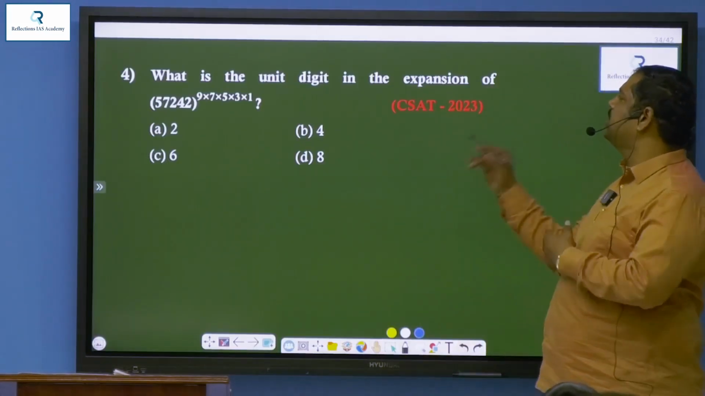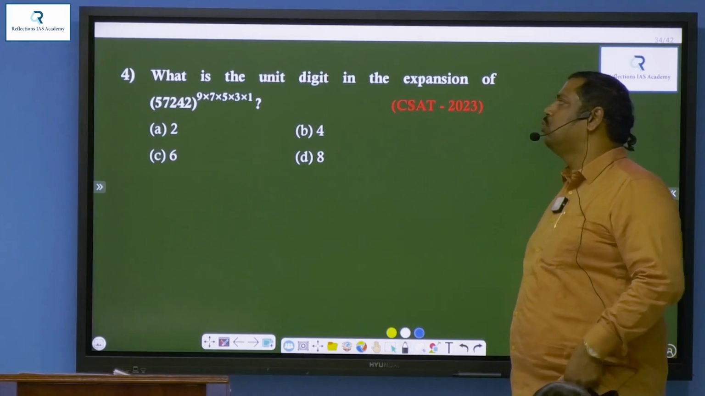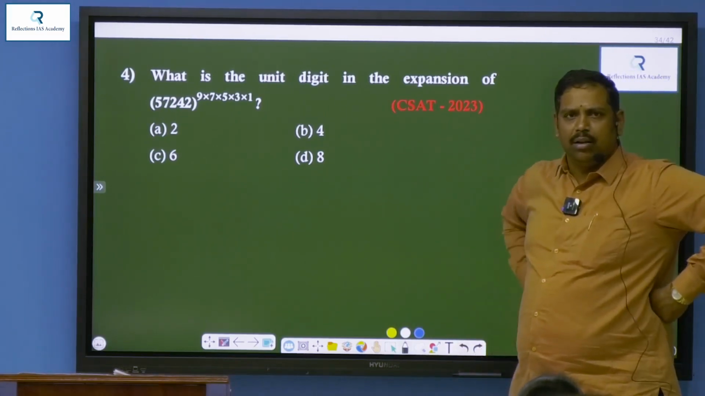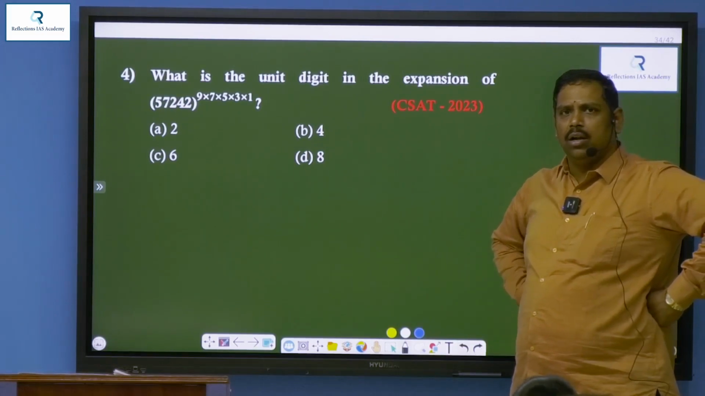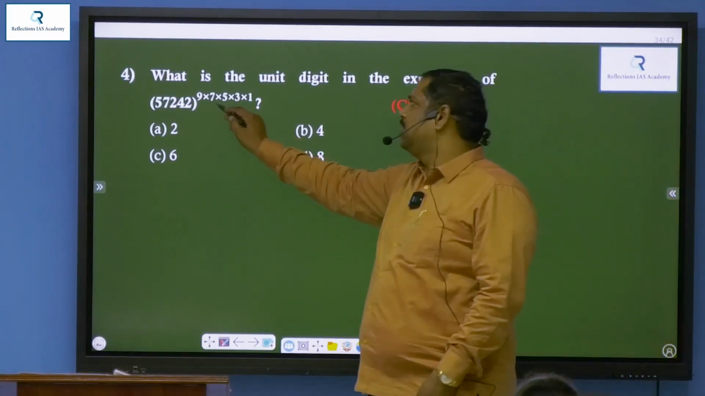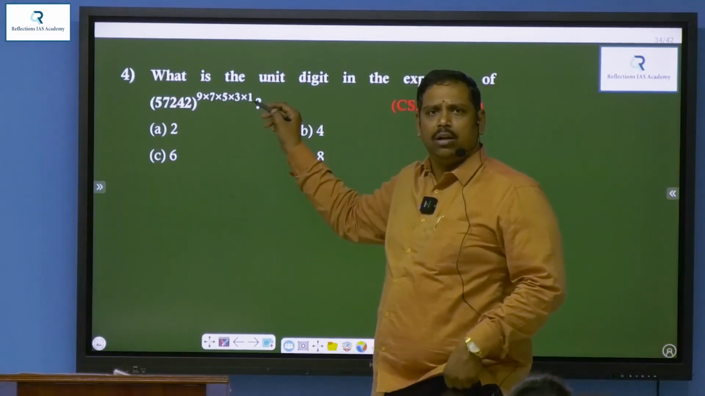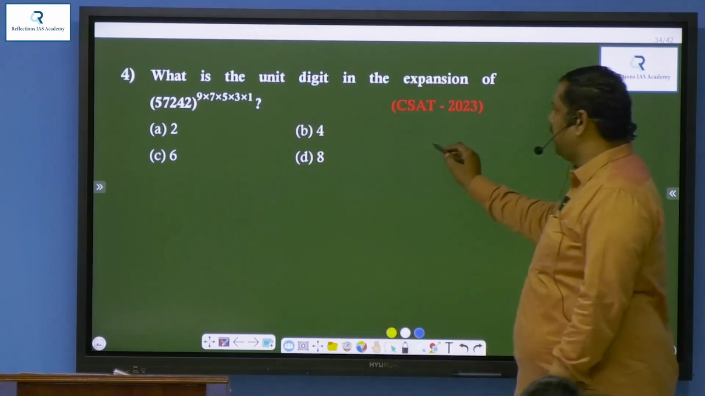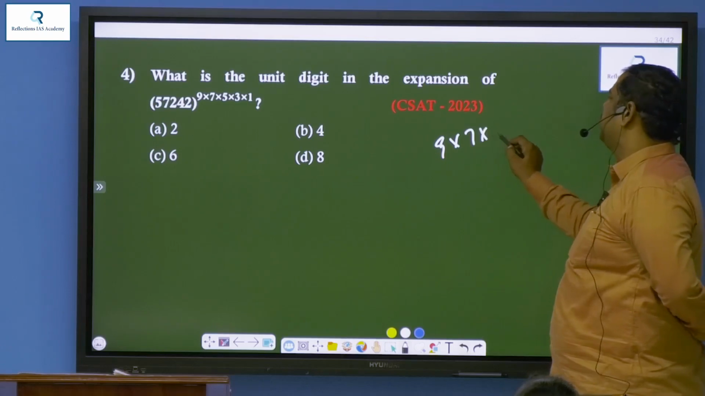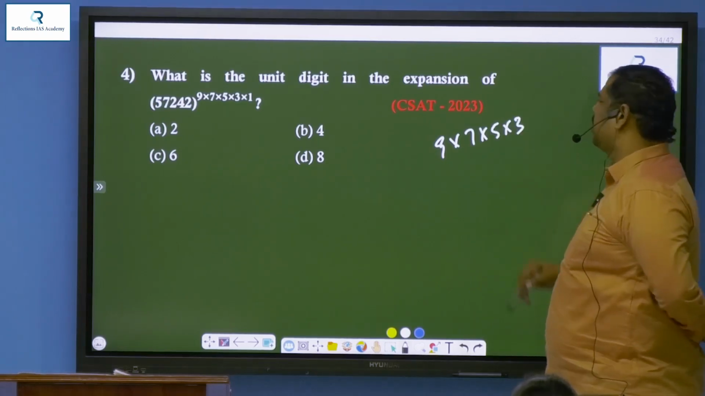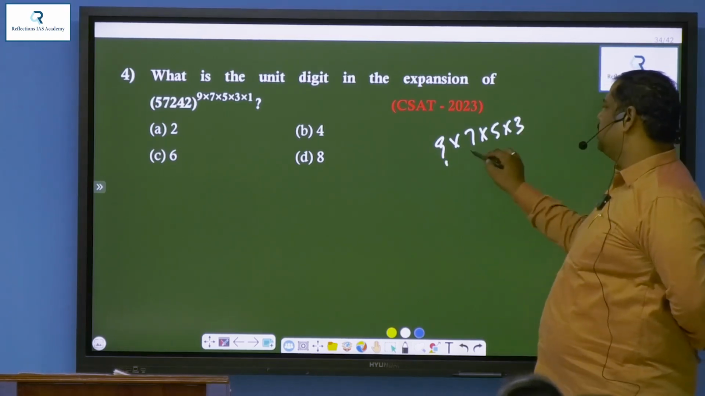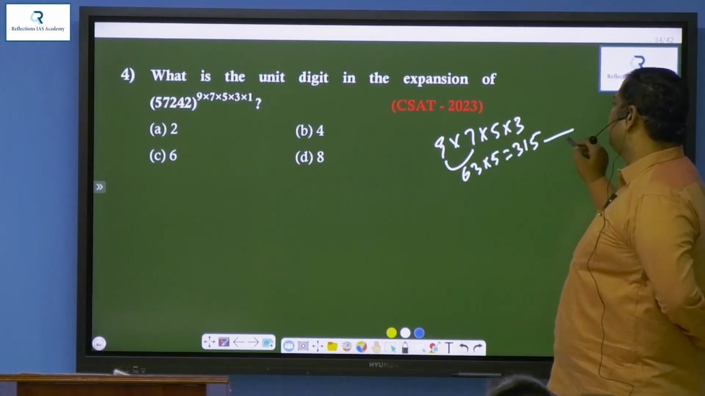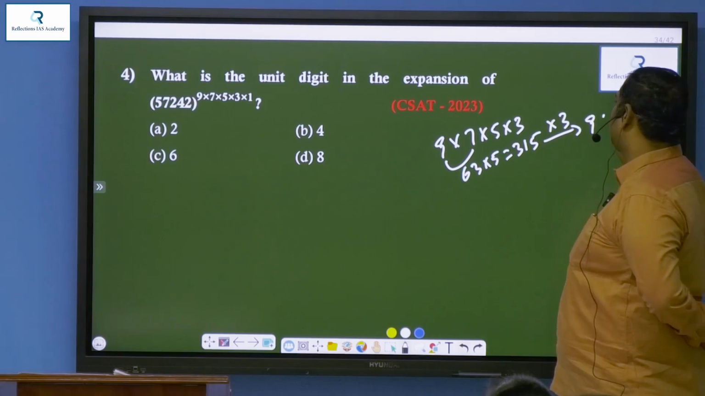What is the units digit in the expansion of 5 to the power 7 to the power 2 to the power 4 2? Anybody did it? What did you do? Did you multiply all the numbers 9 into 7 into 5 into 3 into 1? That is also one way. Now I am explaining. 9 sevens are 63, 63 fives are 315, 315 into 3 is 945.